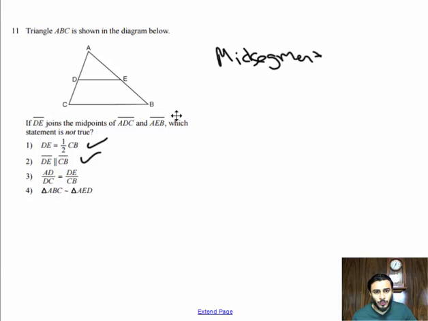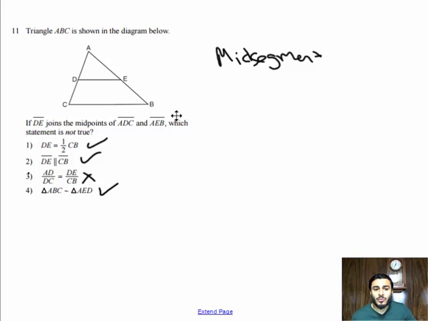Let's jump to choice 4. Choice 4 says triangle ABC is similar to triangle AED. That is also true. The mid-segment will create 2 similar triangles. In this case, triangle ABC, that's the whole thing, is similar to the smaller triangle you see here, AED. And then for choice 3, that proportion that they give is not true.